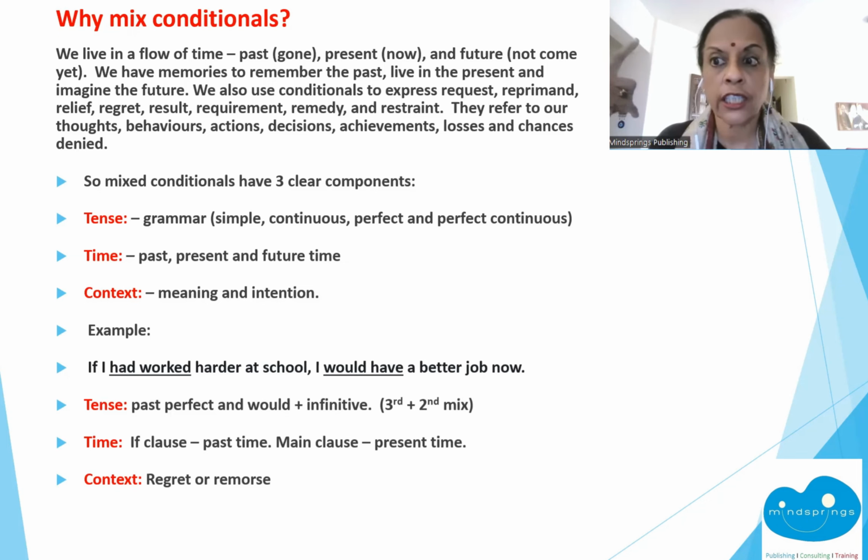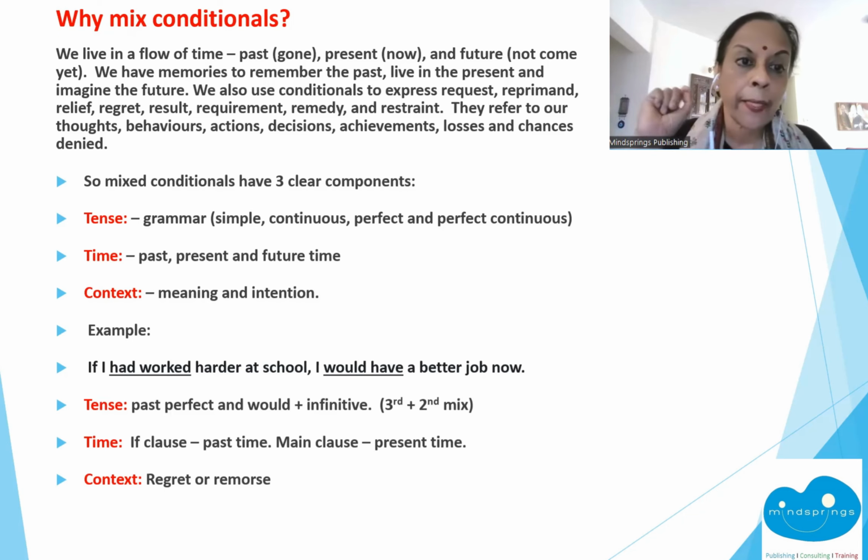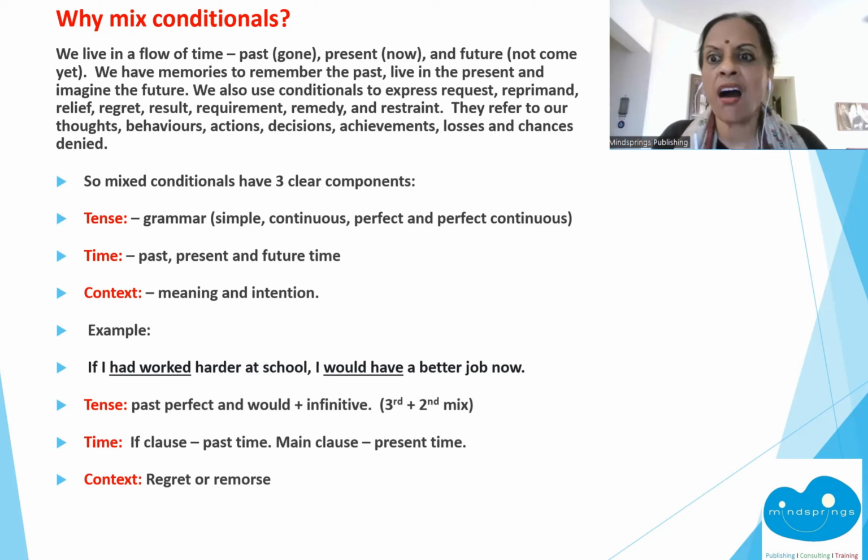So parents are constantly telling their children this. What will be the result if you don't study? Requirement, remedy, restraint. See, so many R words. For all of these things, we are constantly talking about time and mixing the past, present, and future together. They refer to our thoughts, behaviors, actions, decisions, achievements, losses, chances denied, all kinds of things. Mind is a monkey, constantly thinking.